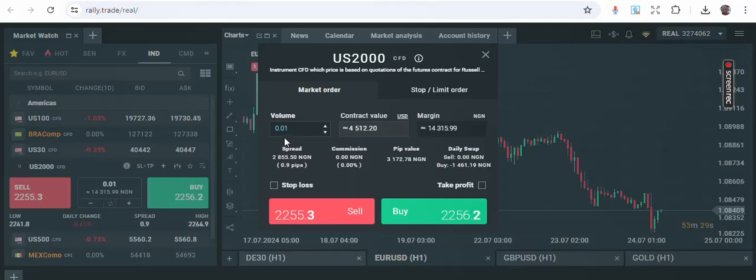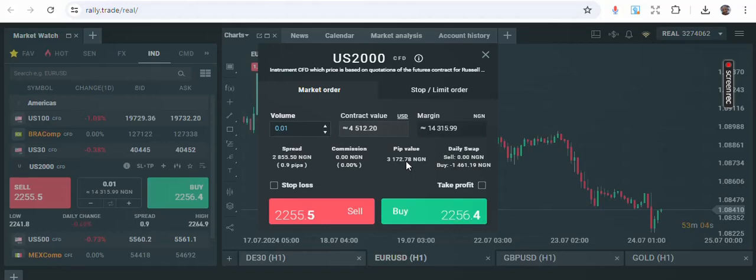Now, for instance, this is the lot size 0.01. For this lot size on this particular instrument, see how much you can actually make. This is the pip value of this instrument, 3,172 naira. This is how much you get to make on this trade from 1 pip. Of course, when you're trading, you're not trading just 1 pip.